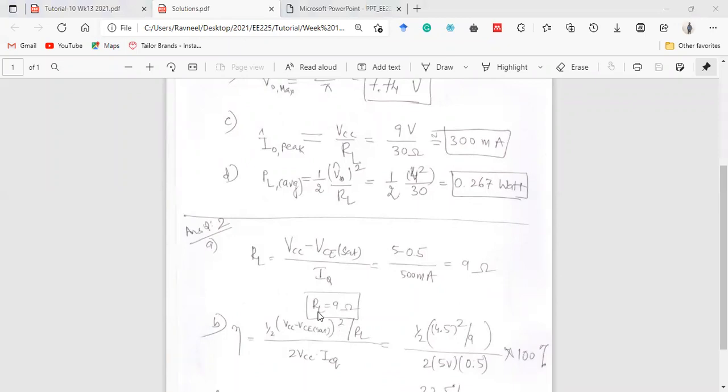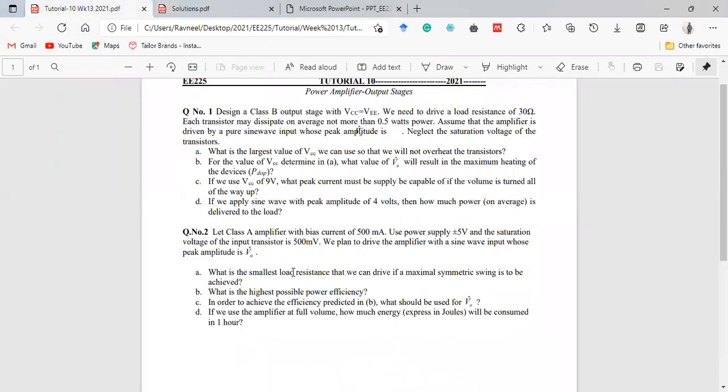Okay. So it's pretty simple, eh? All the questions are pretty simple. You just need to plug in the values, right?